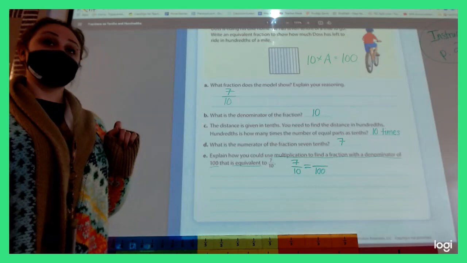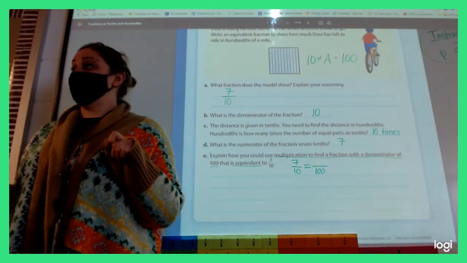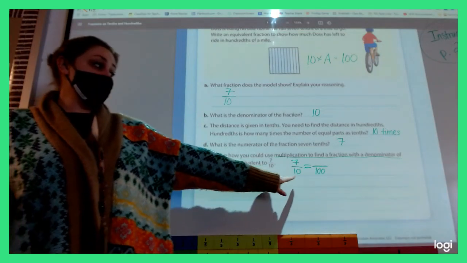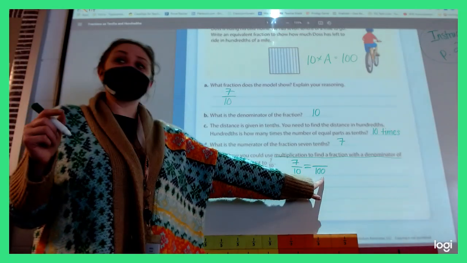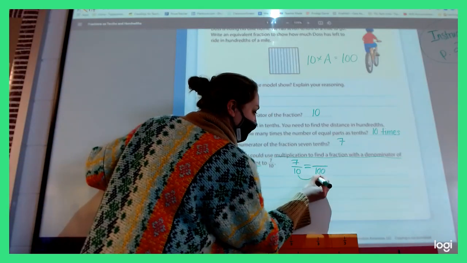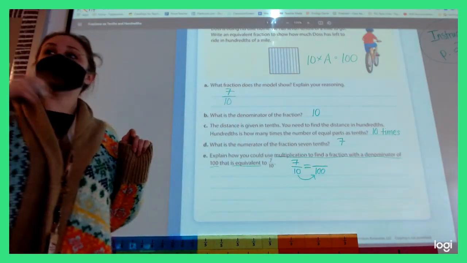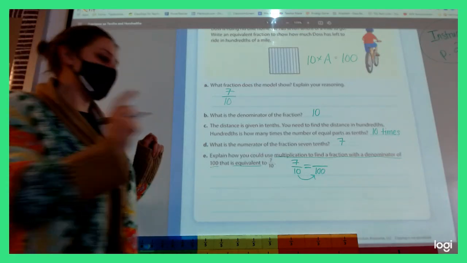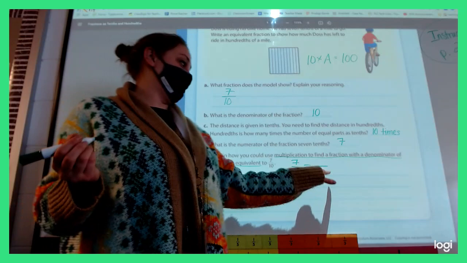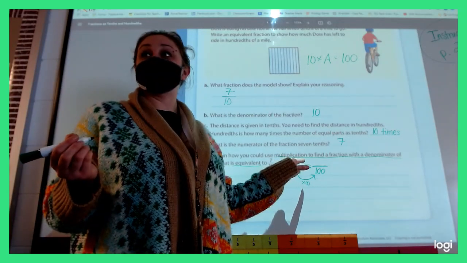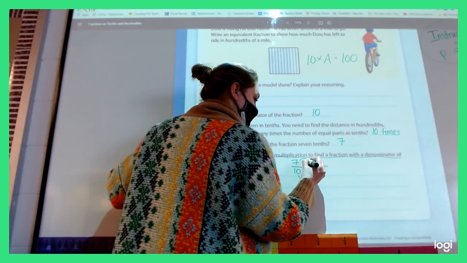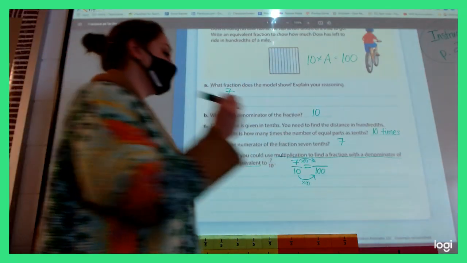Okay. Now this is equivalent fractions. We've done this, so everyone needs to remember how this works. So look up here and listen. When we want an equivalent fraction, we already know usually what the denominator needs to be. So I just think to myself, what did I multiply my 10 by to get to 100? Angie? 10. We did times 10. If I multiply my denominator by 10, do I have to do the same thing to the top? I sure do. So 7 times 10 is what? 70.